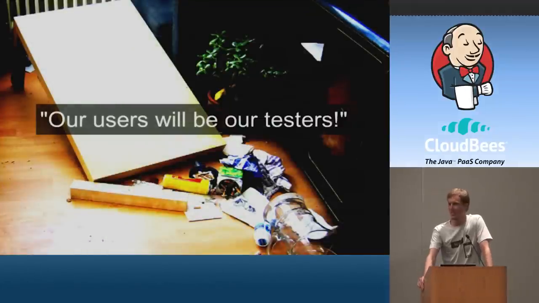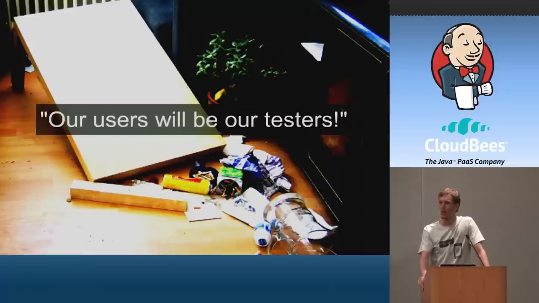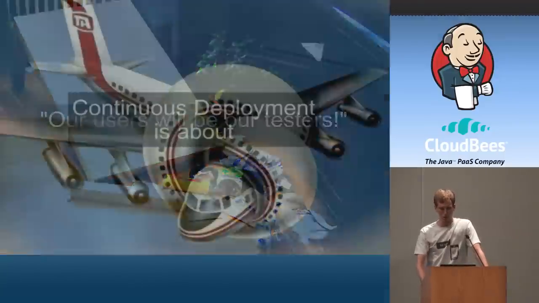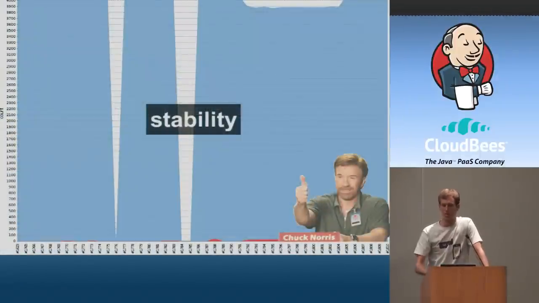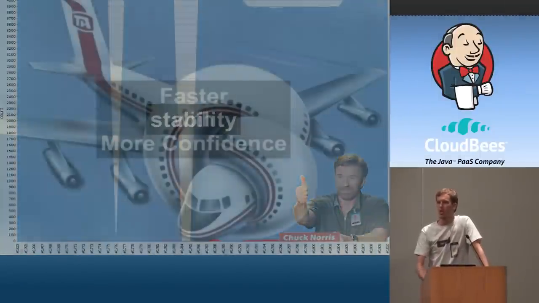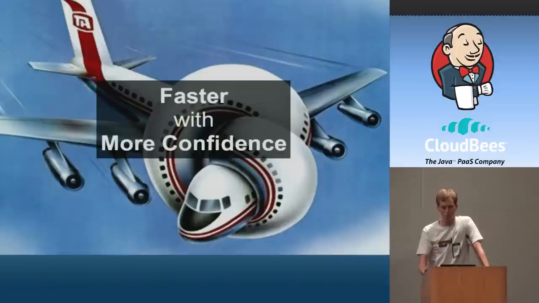Lastly, I don't think continuous deployment means your users become your beta testers. I mean, there are going to be issues that get out into production, but part of continuous deployment and this constant process of improving what you do means that you should be striving to reduce as many bugs that get into production as possible. To me, continuous deployment is all about stability. It's about being able to deploy changes rapidly and with more confidence than you could before.